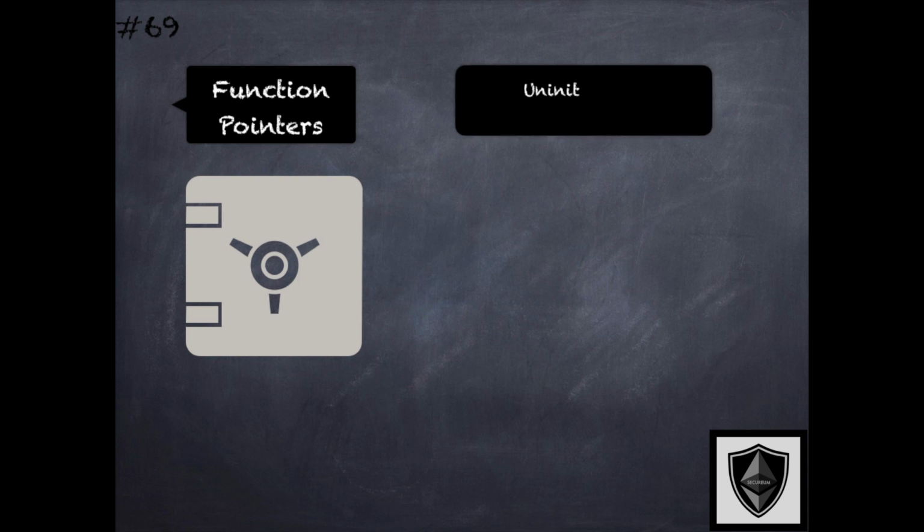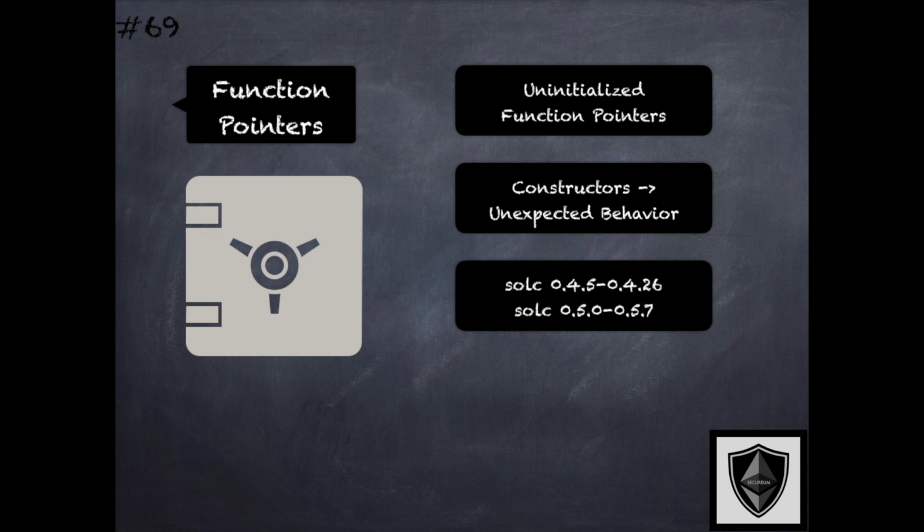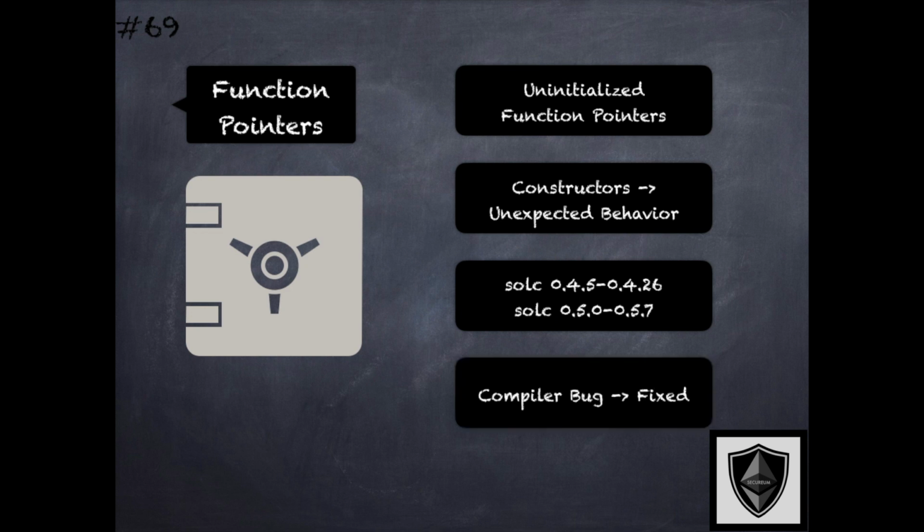There was a security risk in using uninitialized function pointers within constructors of contracts. This was because of a compiler bug that resulted in such usage causing unexpected behavior. This compiler bug was present in the versions shown and has since been fixed.